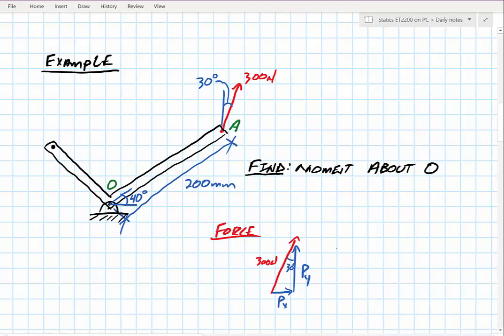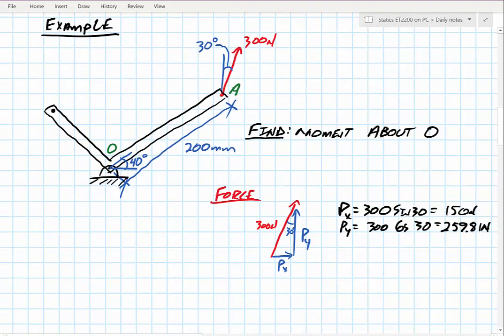So from that, I get my force in the x direction is equal to 300 times the sine of 30, which gives me 150 newtons. And my force in the y direction, of course, is 300 times the cosine of 30, giving me something like 259.81 newtons. Now I have my force in a perpendicular and horizontal direction, I can also do the same thing with my lever arms.